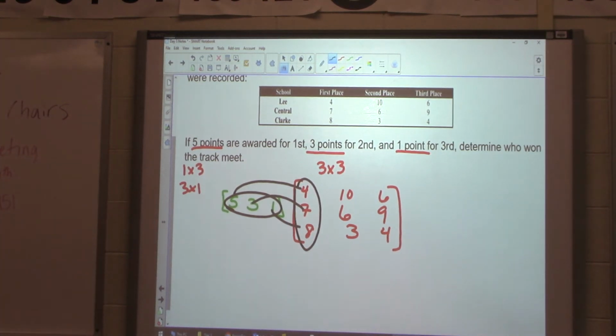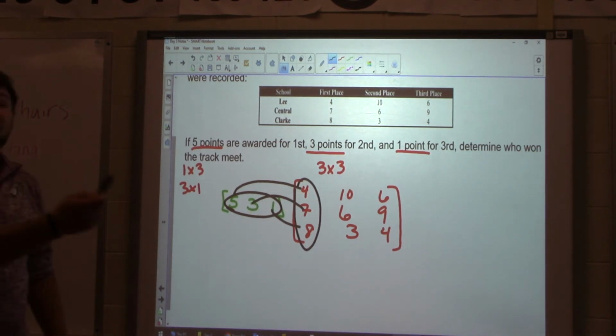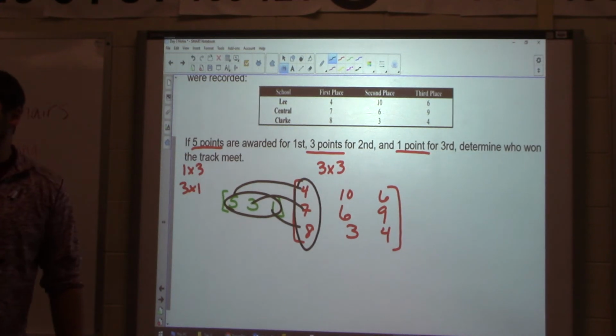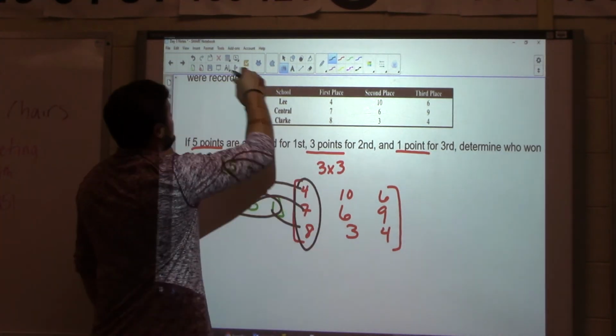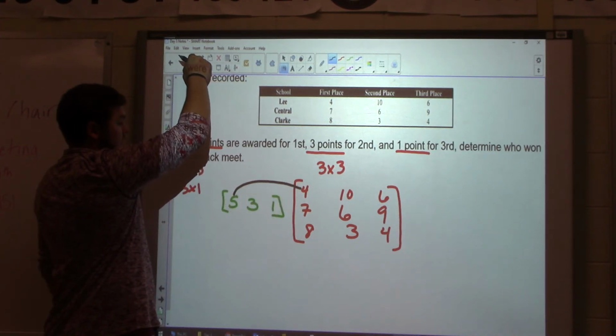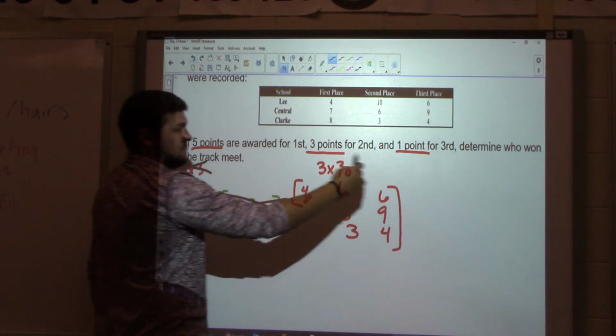Should they get different things for their first place finishes? No. So does a 1 by 3 work? No, it doesn't match up. That's what I was saying before, guys. Make sure these things match up correctly before you just go ahead and do it. So a 1 by 3 doesn't work. We want a 3 by 1. So I'm going to undo all that. 1 by 3 does not work. We want a 3 by 1.